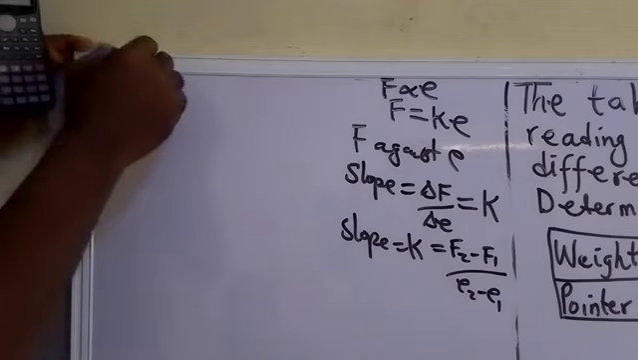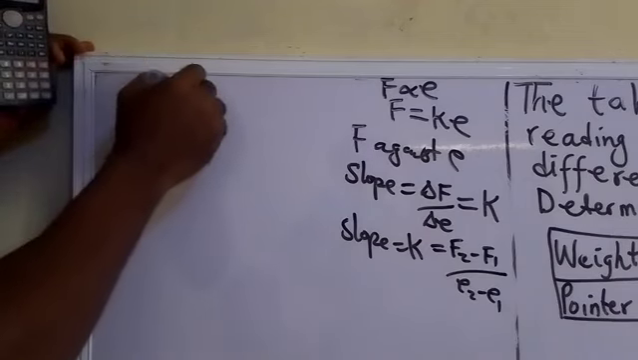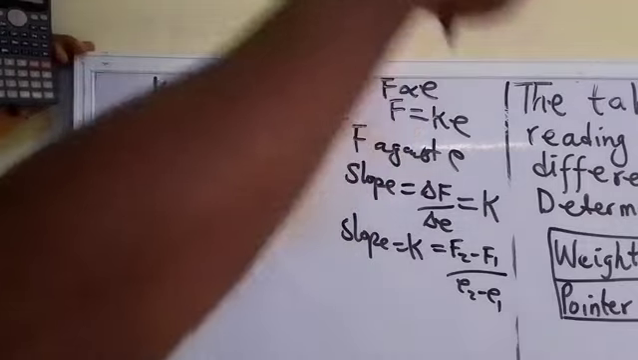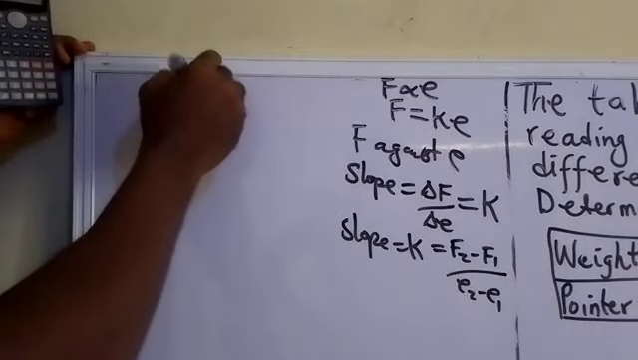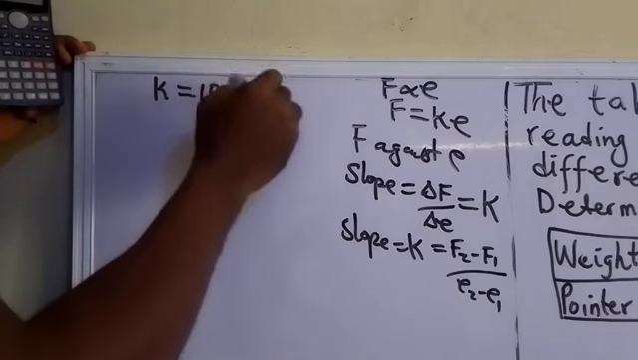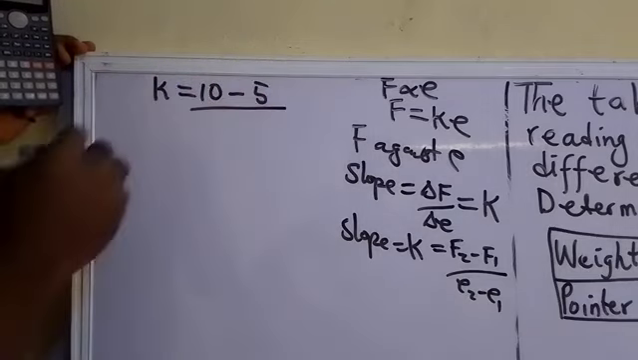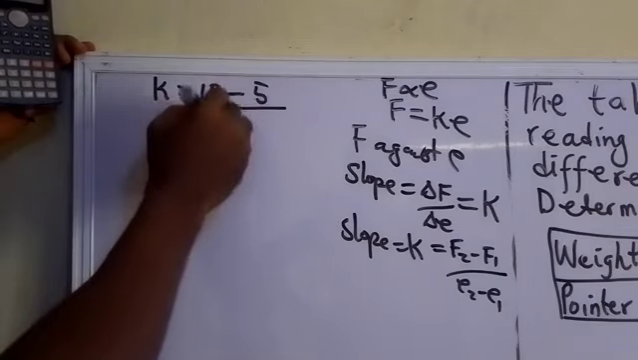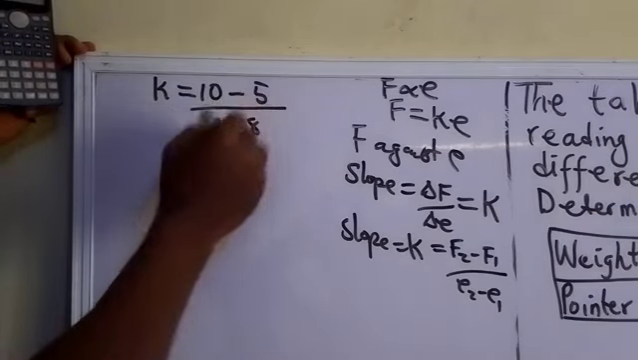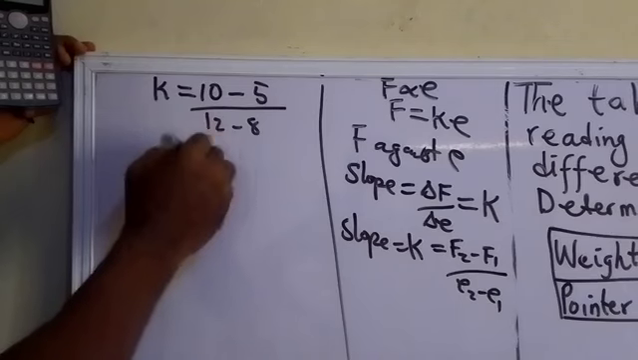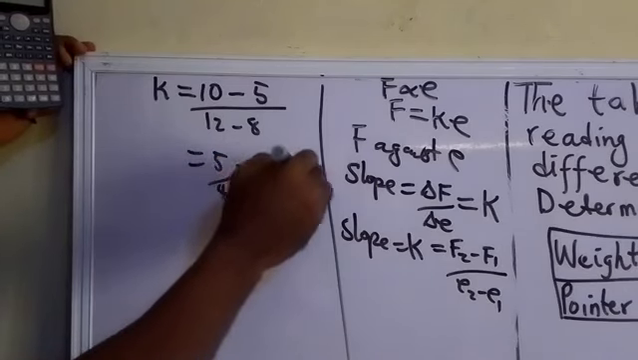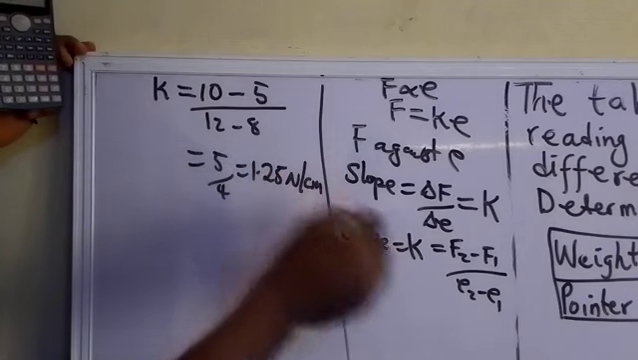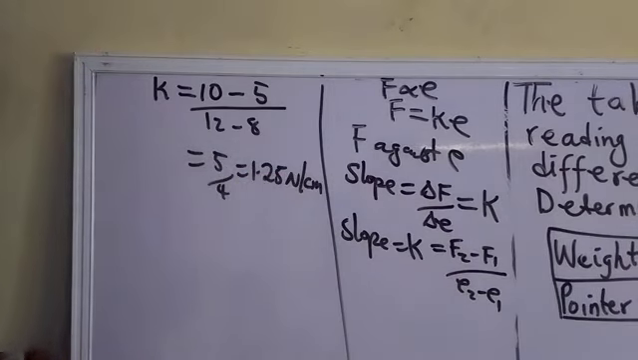Now, using that expression, we see that this K, I'm going to pick two force values there. The first force I will pick is 10, minus the second force, 5, over the difference of their corresponding extensions, 12 minus 8, because that will give 5 over 4, that is 1.25 Newton per centimeter, since our extension is in centimeter. Now, how do I find F?